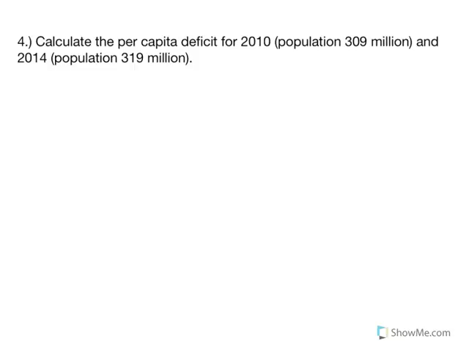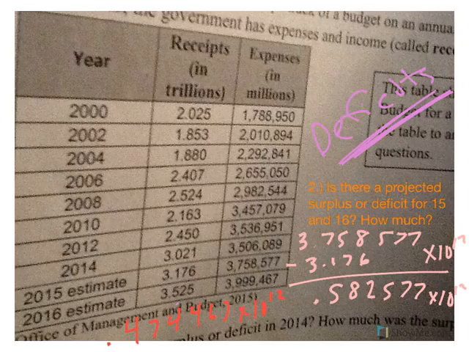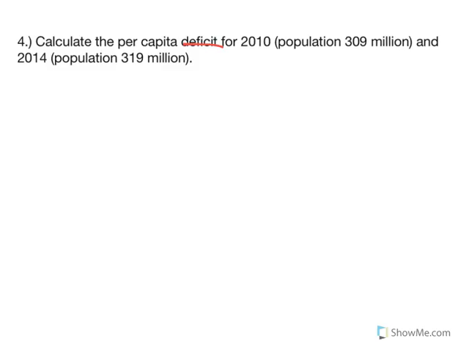Now let's get to some story problems. We're going to jump to number 4. Calculate the per capita deficit for 2010 and for 2014. So there's really two problems here. So the first thing that we have to say is 2010. What is the deficit in 2010? Well, if you go back to the table and you look at 2010, to find the deficit you have to subtract. So I'm going to just go ahead and do that for you.